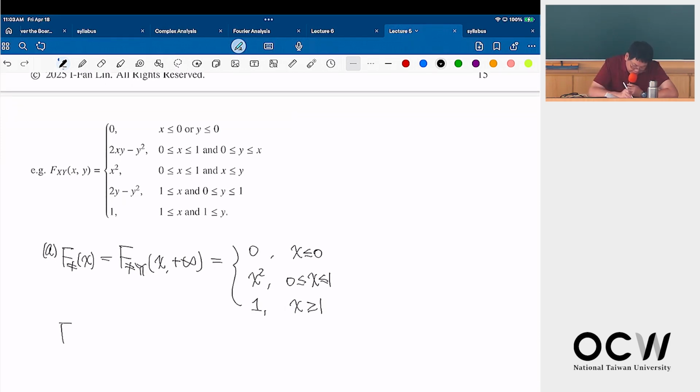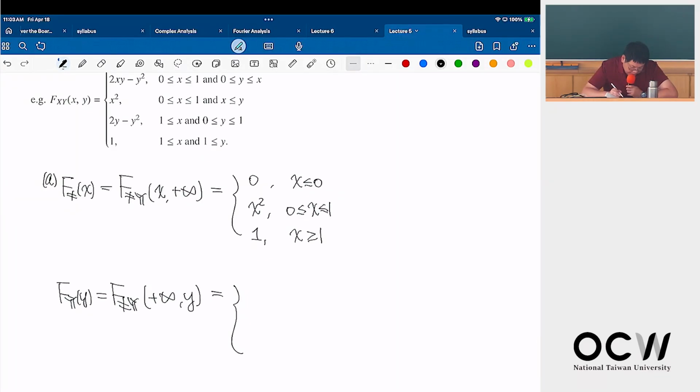Similarly, we can find the CDF of y. So the CDF for y: let x go to infinity, then when y is less than 0, we get 0. When y is between 0 and 1, we get 2y minus y squared. And when y is greater than 1, then we have 1.